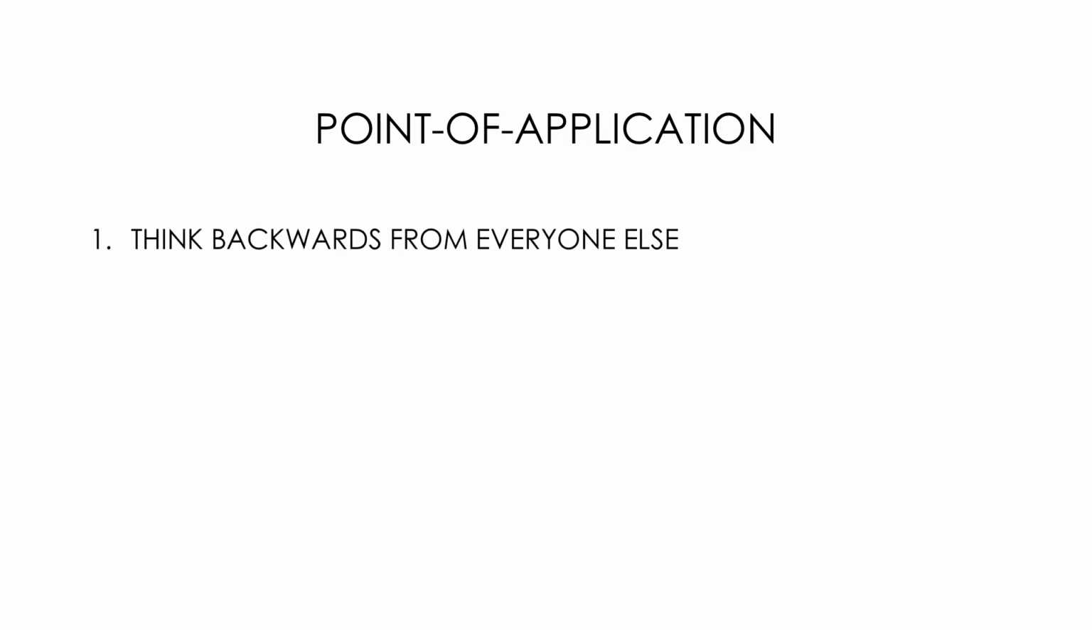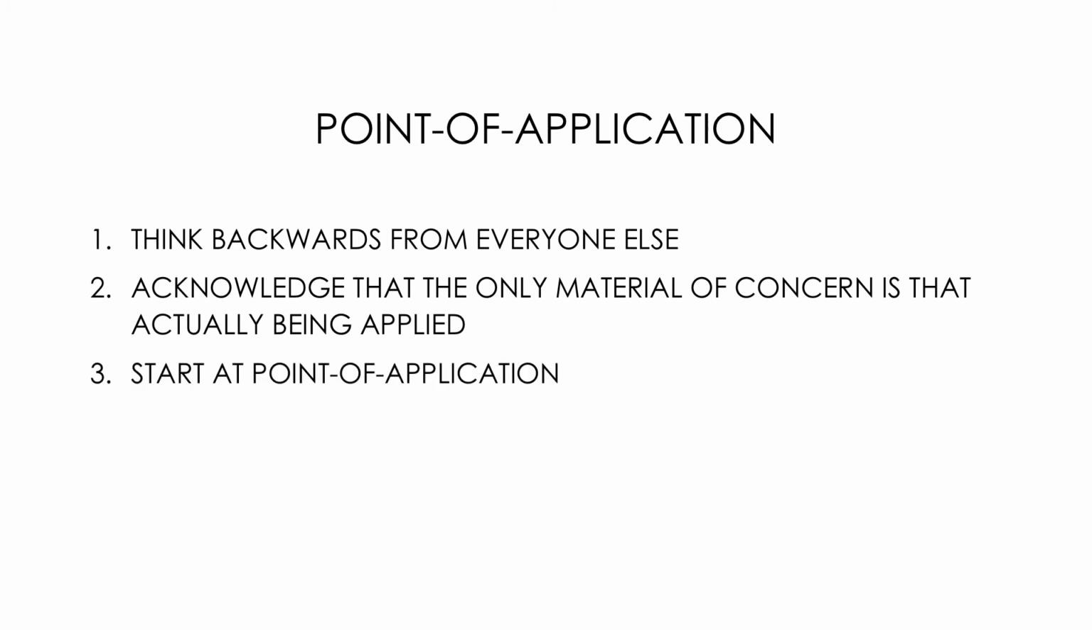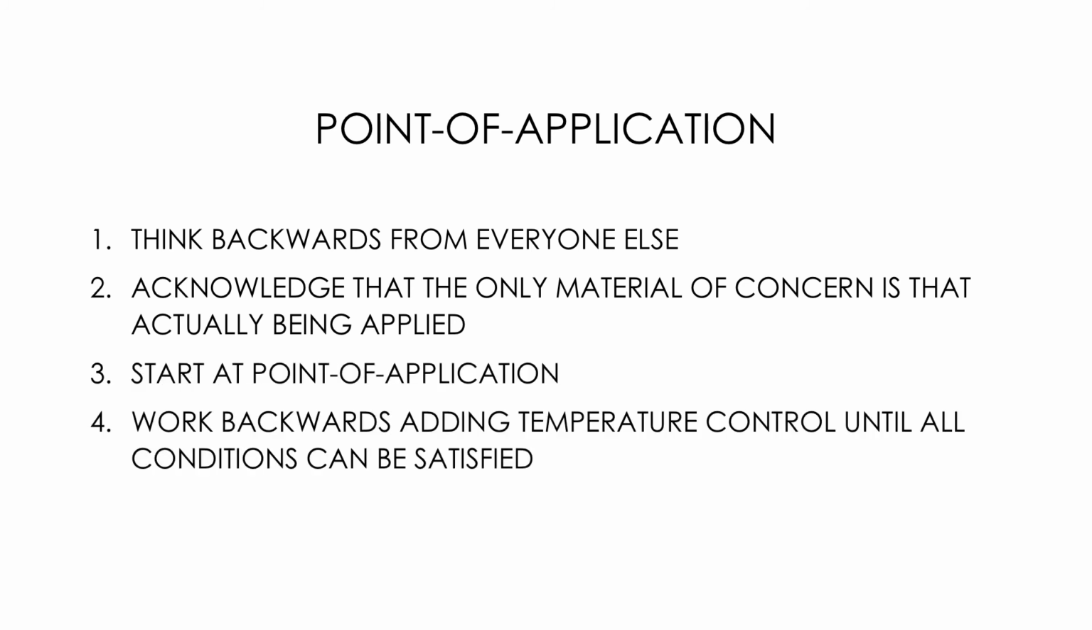So our goal has to be to control the viscosity of the paint at the point of application, which in spray systems is a nozzle orifice, as we've already seen. We need to control at the point of application, and to us, point of application is both a philosophy and a process. The process starts by thinking backwards from everyone else. Then, acknowledge that the only paint that you have to be concerned about is that which is actually being applied to your part. Next, start at the point of application and work backwards, adding temperature control until all conditions can be satisfied, and then stop.